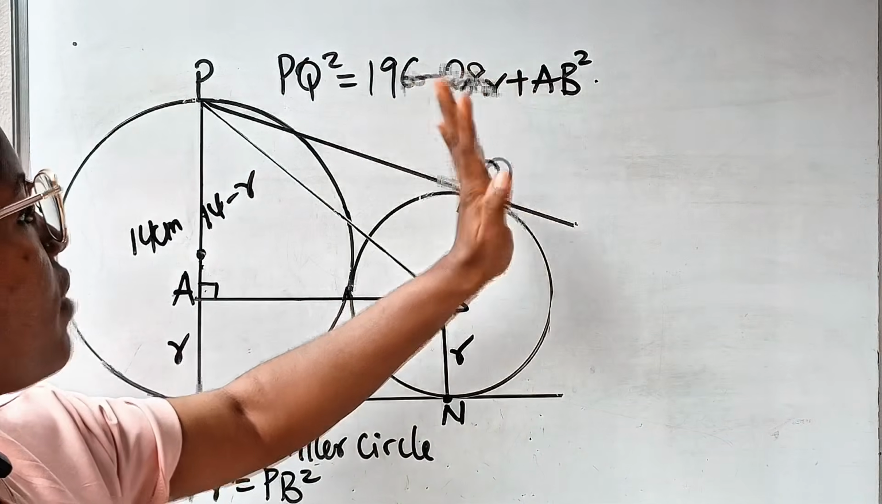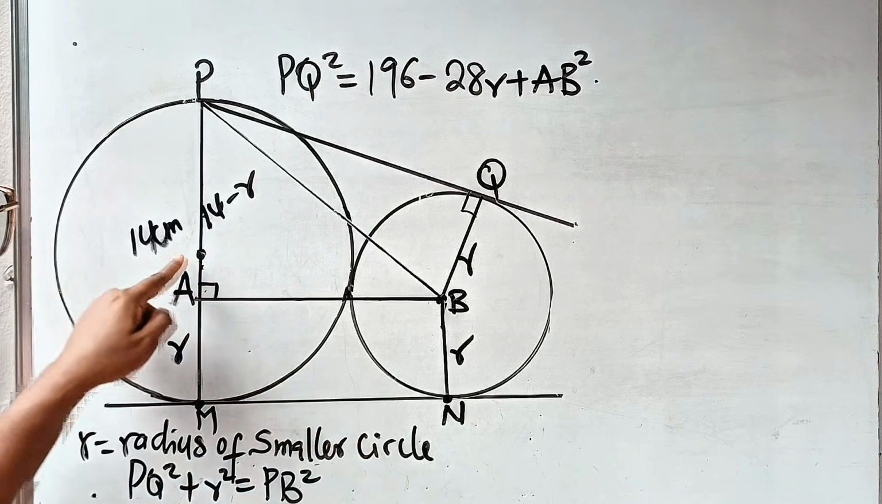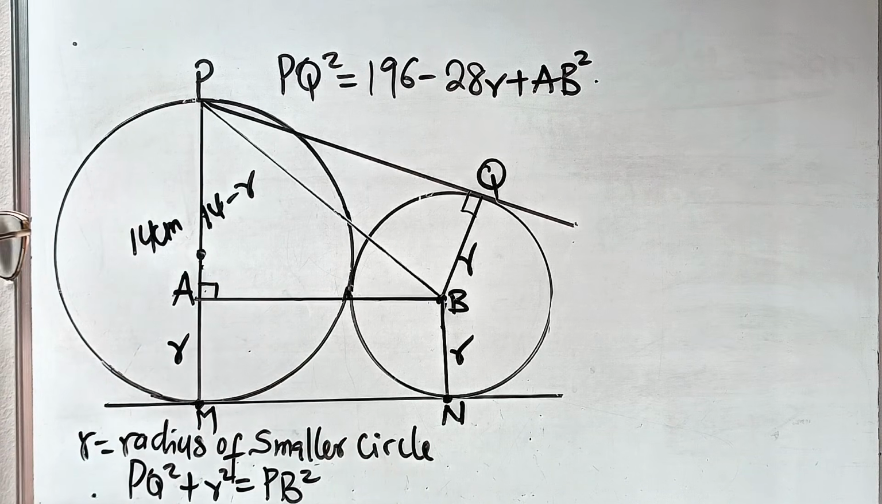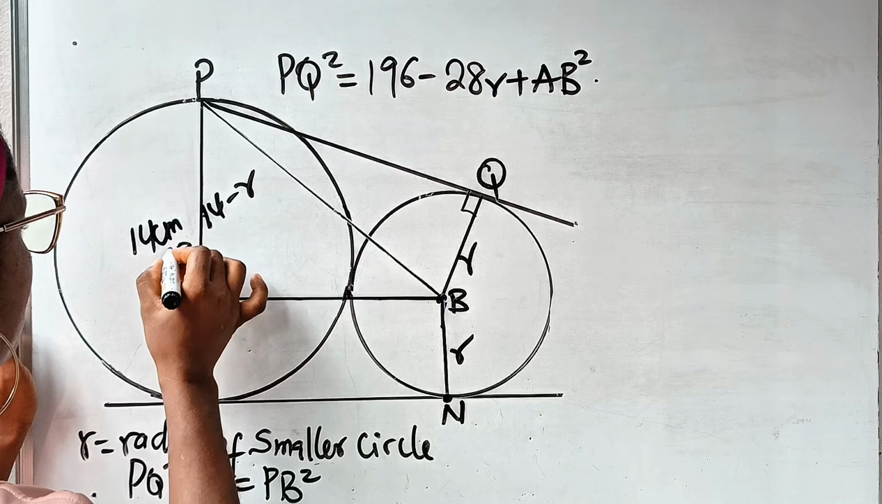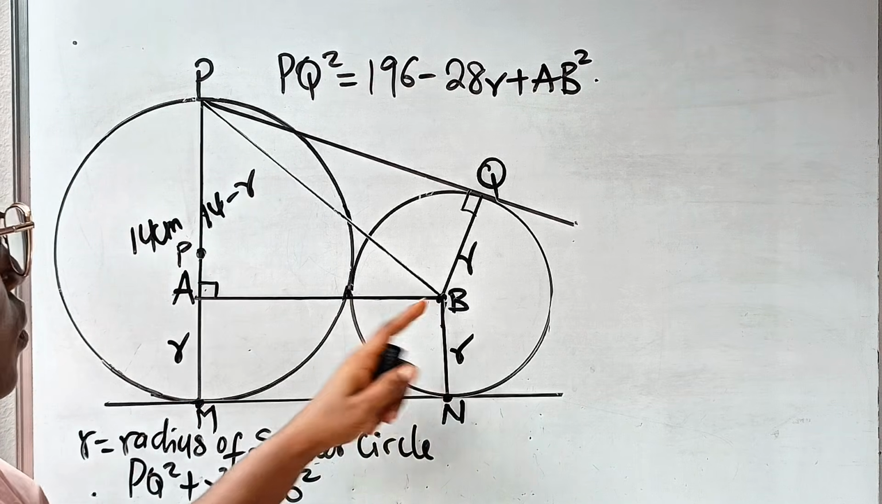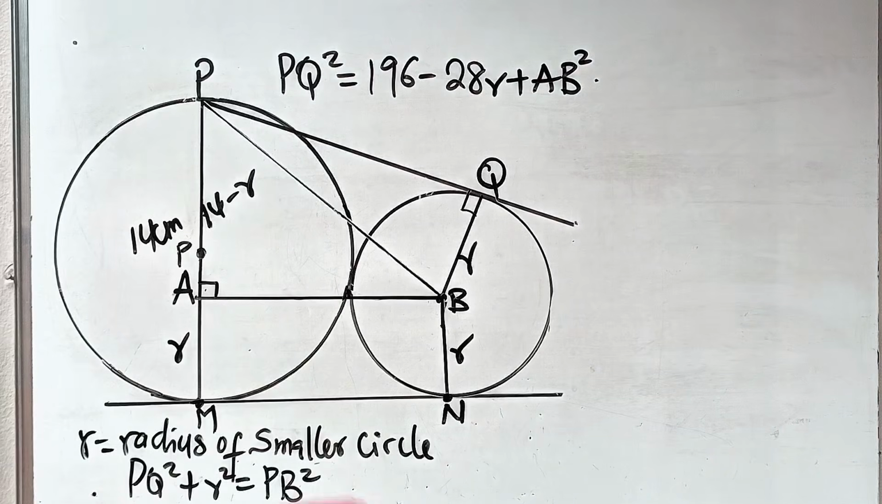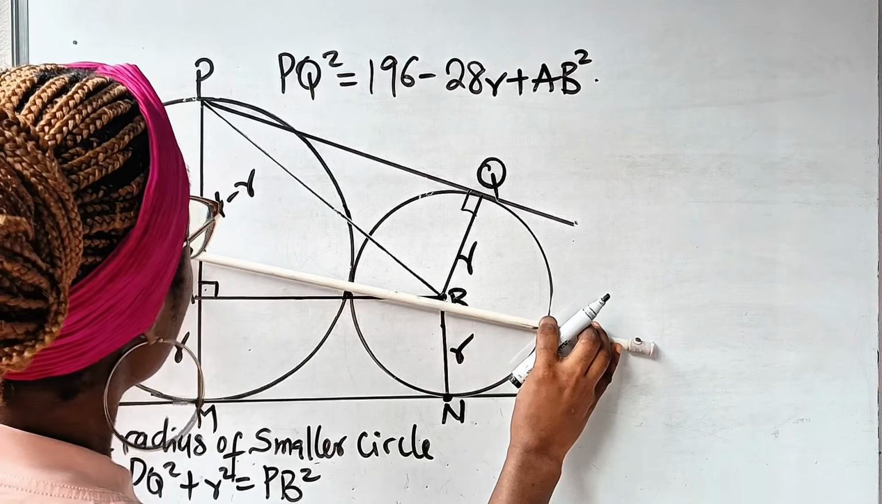So this is what we have now, and we are leaving it. Now I want us to join this center. Let's call this center P, the center of the bigger circle. Now let's join P to B.